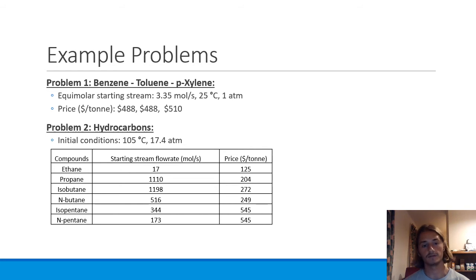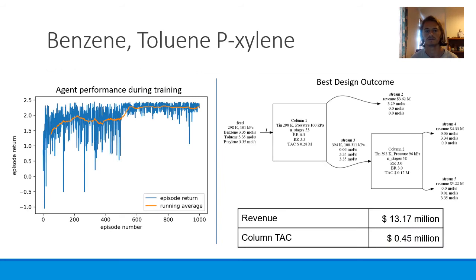Next I'm going to go through both of these problems, but in both cases the agent was successfully able to learn within the environment to produce better and better distillation column designs. So here are the results from the agent being trained on the benzene, toluene, P-xylene problem. On the left-hand side graph, we can see that the agent's performance improves throughout its training. And we can see that the best designs also improve throughout the training period. The best designs are shown by the peaks of blue in the graph.